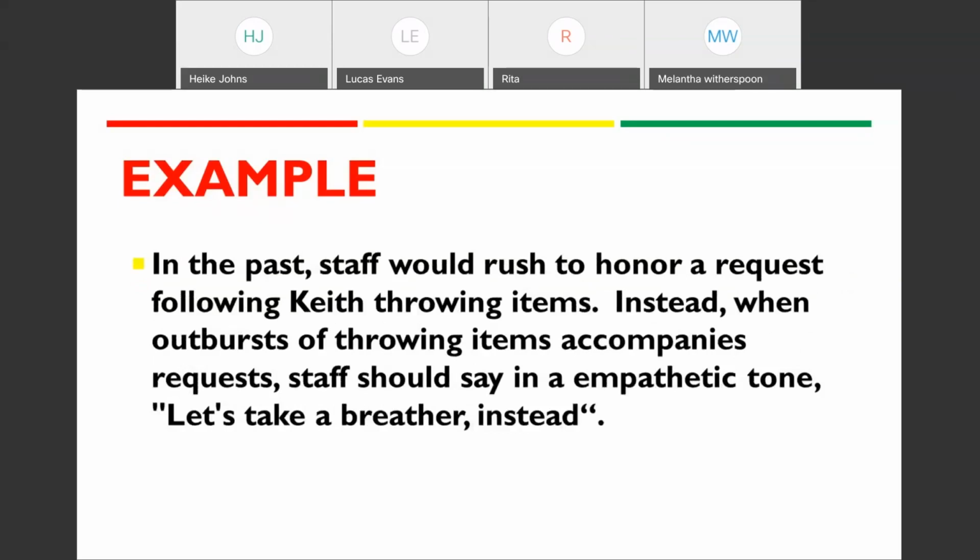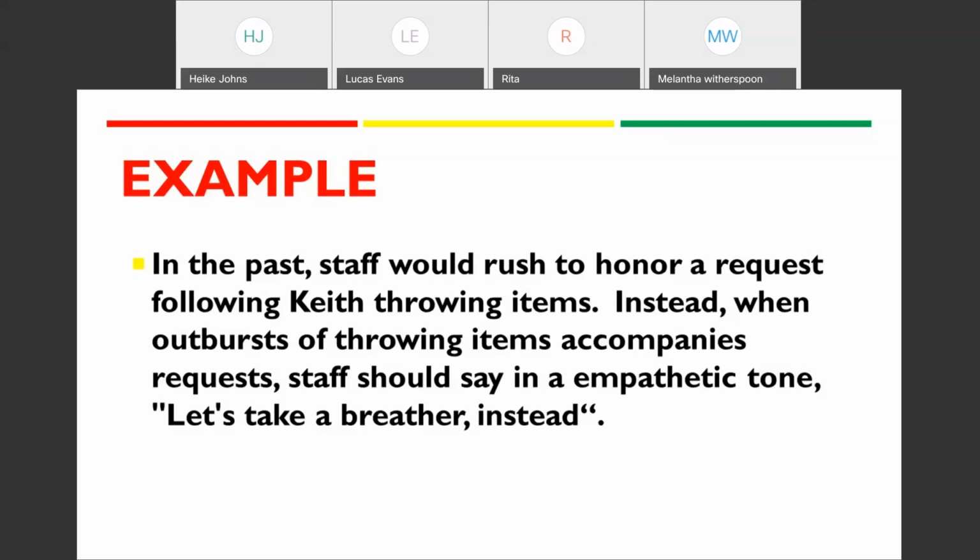And so this, again, meets all of the components of element 7, because it allows implementers to know what to do once Keith starts throwing items, and it also doesn't allow Keith to access whatever it was he's requesting, because the staff are not honoring the request. They're allowing him to take a breath. And so this would be an exemplar as well.